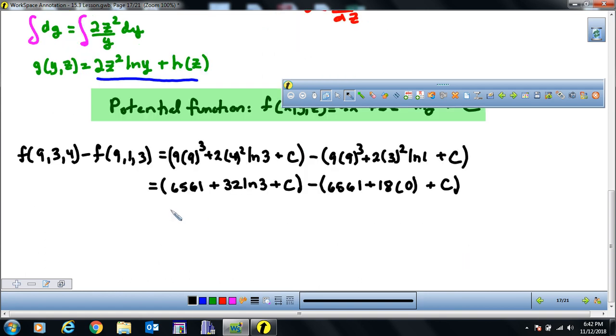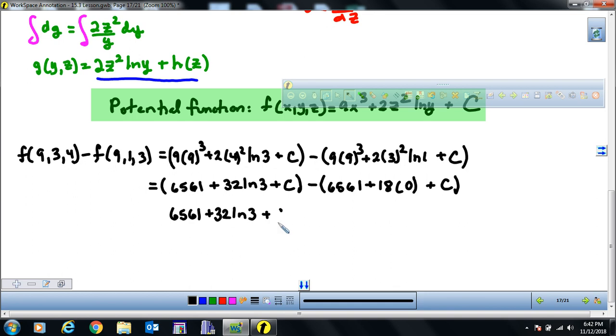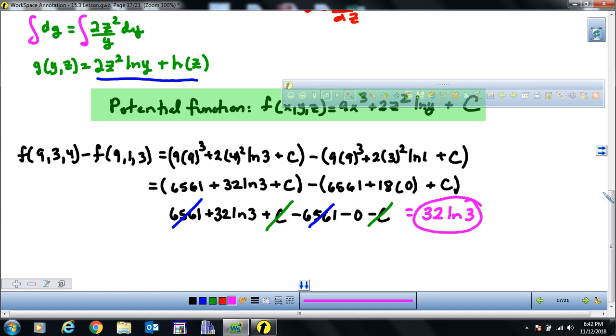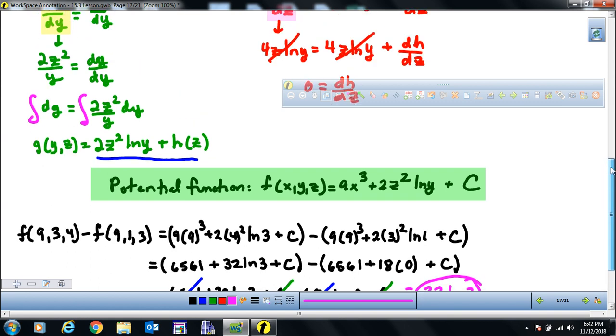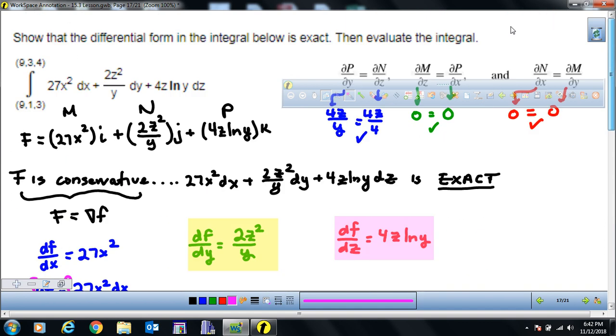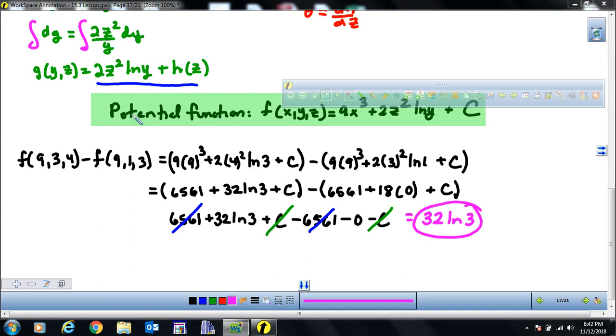So we end up with 6,561 plus 32 ln of 3 plus c minus 6,561 minus 0 minus c. So you see that this is going to cancel out and this is going to cancel out. So we are left with 32 ln of 3. So if we were to evaluate the integral directly, the way it is right here, it should give us the same value as just evaluating it directly with the potential function of the gradient field given.